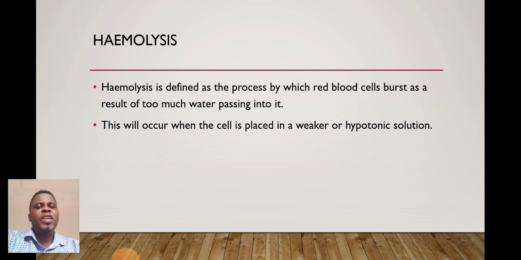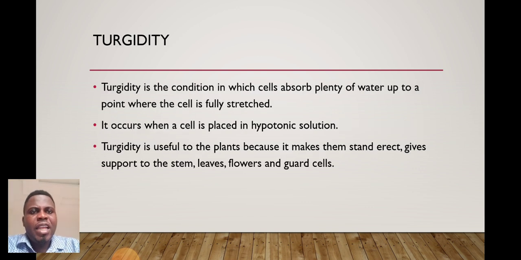Water will now be moving inside the red blood cell, and that will result in the bursting. So that bursting or splitting is called hemolysis. So now let us look at turgidity. Turgidity usually occurs in plant cells.